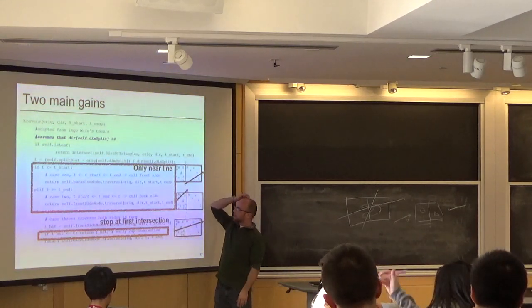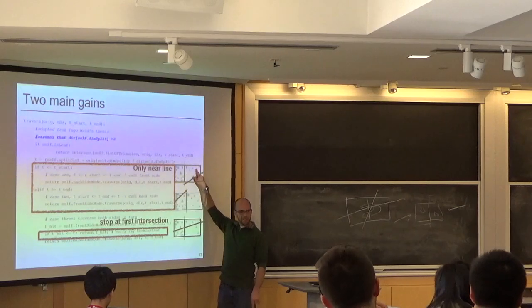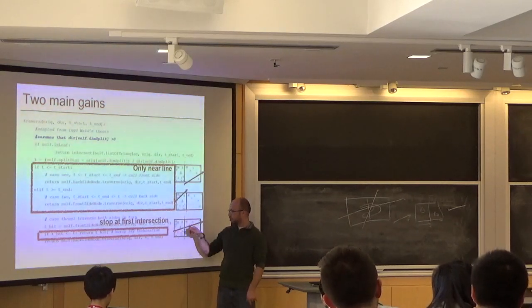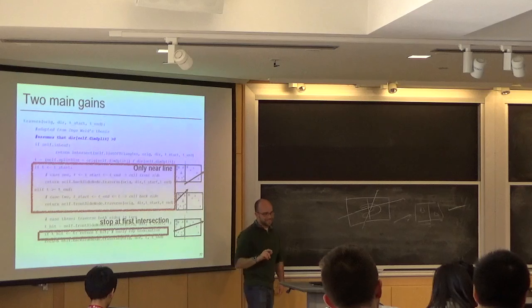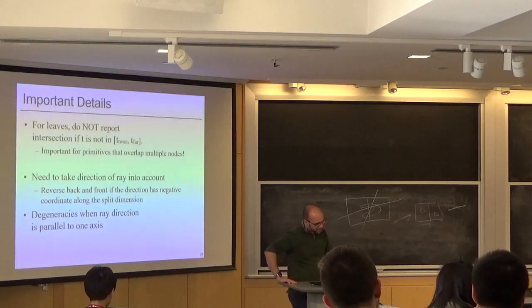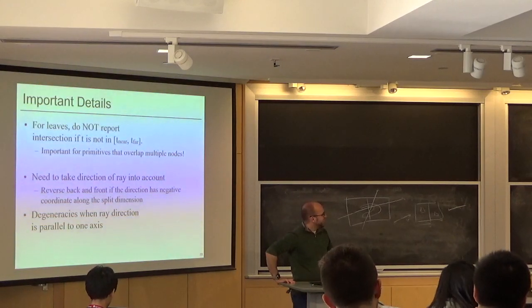Up here, we're saying that if our line doesn't get anywhere near a box, just don't intersect at all. And this one's saying once you've seen something, you can stop. There are all kinds of fun details that make this an even bigger heading.